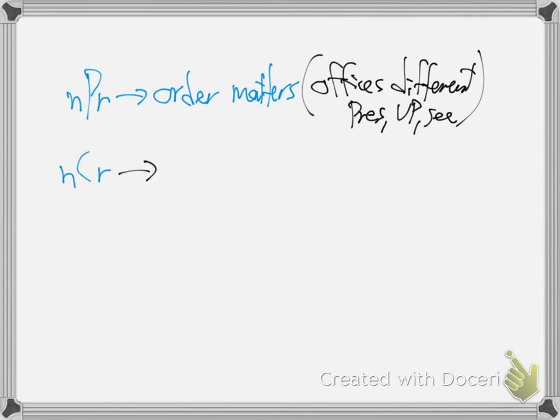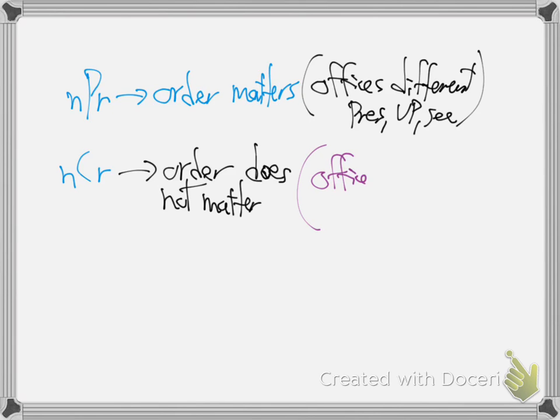And you use nCr when order does not matter. That'd be like offices are the same, 3 board members. Doesn't matter what order they're picked in. They're all the same. All right? That's the big deal, which they're going to try to show us in the rest of this section.